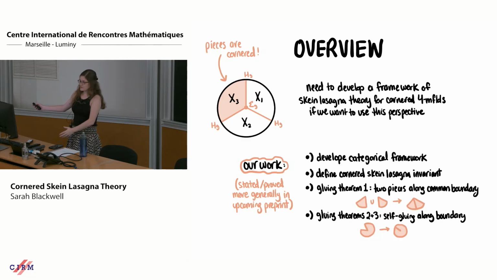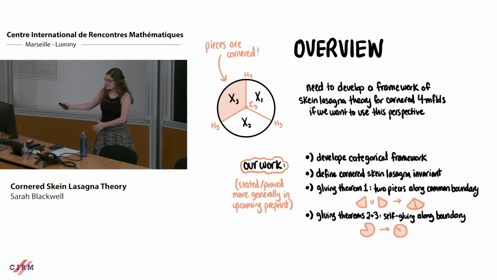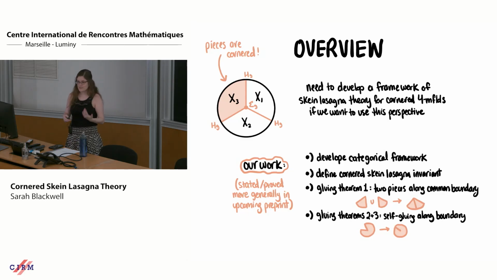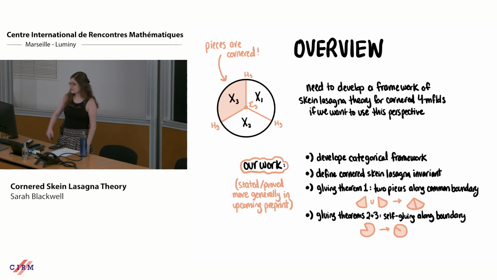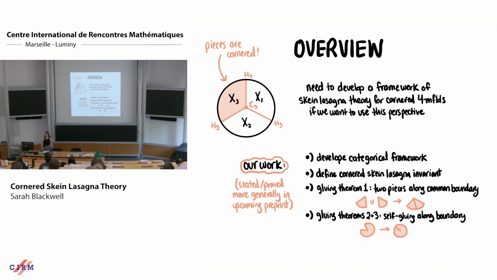We define this cornered version of a Skein Lasagna invariant, and then we have two gluing theorems that say what happens to this invariant when I glue stuff together. So the first one is if I glue two pieces along some common boundary, and then we have two where we self-glue. I'll explain later why I'm breaking that up.